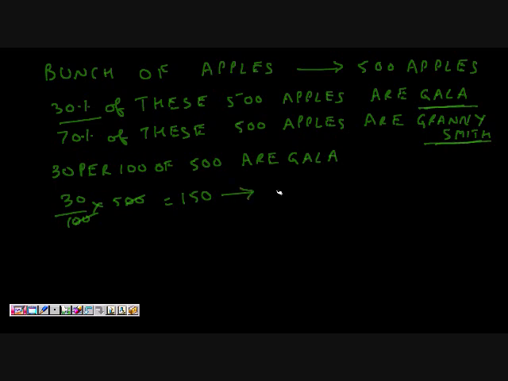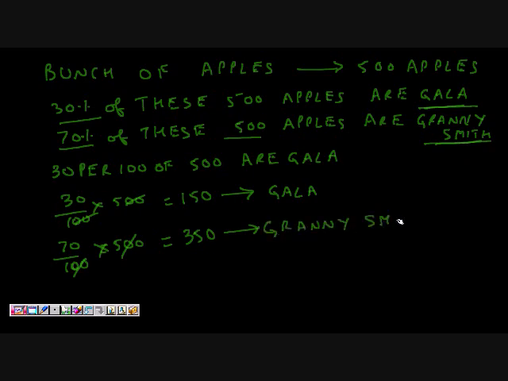We're given 70% of the apples are Granny Smith. So 70 by 100 into 500, 70% of 500. So these two cancel out. So 7 into 5 is 35, so 350. And 350 apples are Granny Smith. So in other words, out of the 500 apples, 150 are Gala and 350 are Granny Smith.